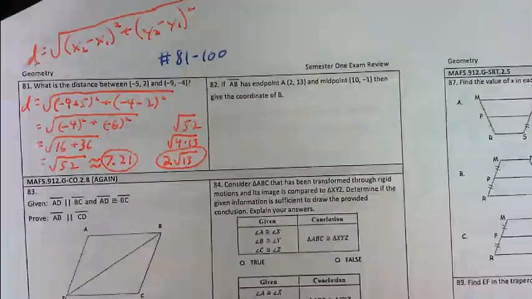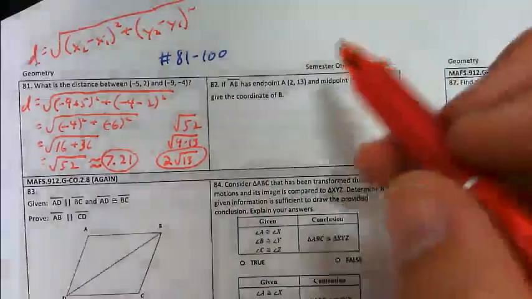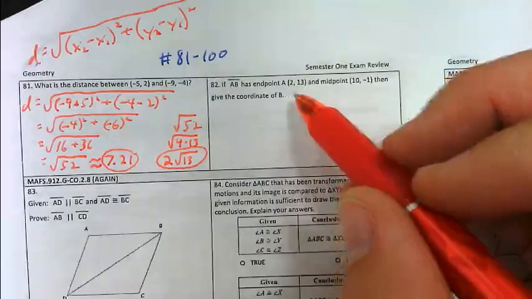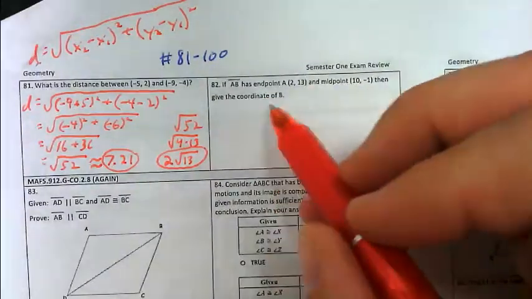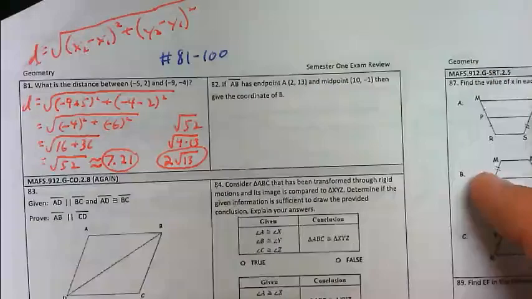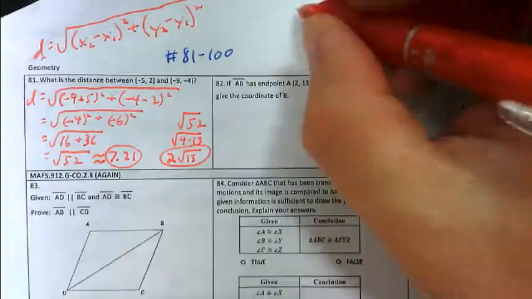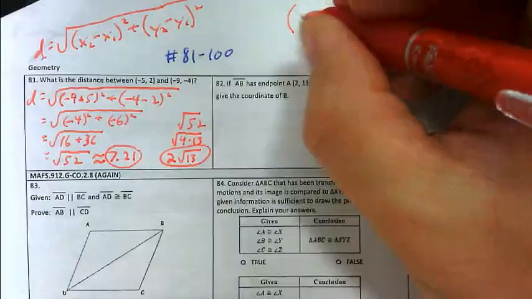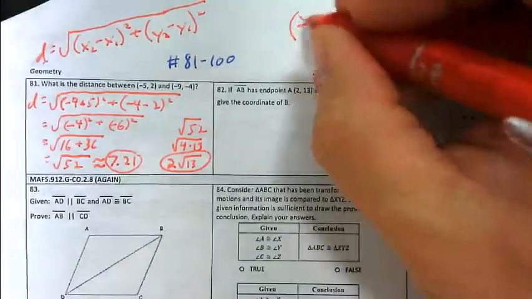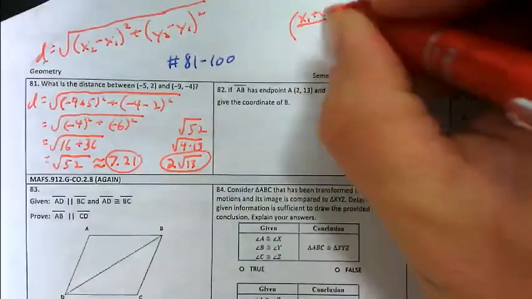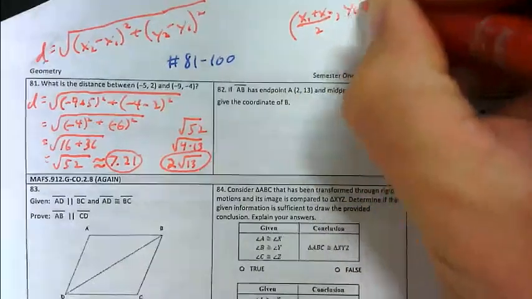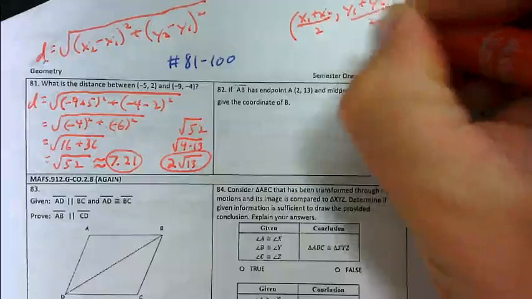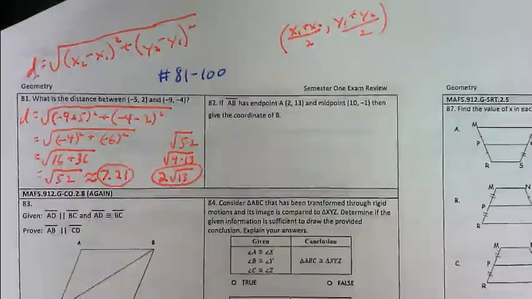Alright, so 82. If AB has endpoint A there and midpoint there, then give the coordinates of B. Now, you could use the midpoint formula if you want to. I'll write that out here. Midpoint formula is x1 plus x2 divided by 2, comma, y1 plus y2 divided by 2. Essentially, the midpoint is found by doing the average of the x's, average of the y's.